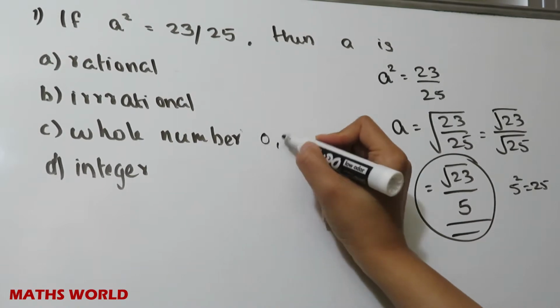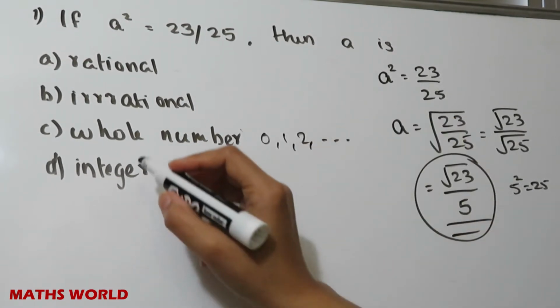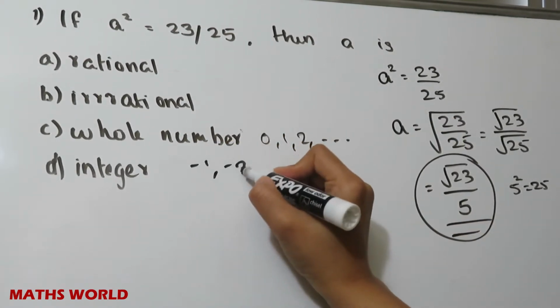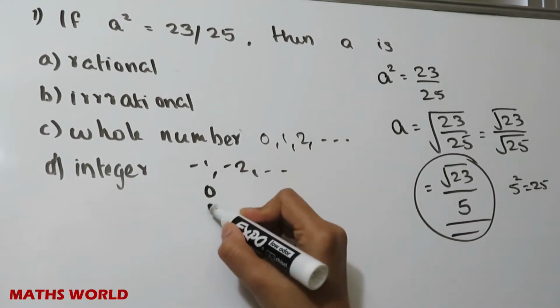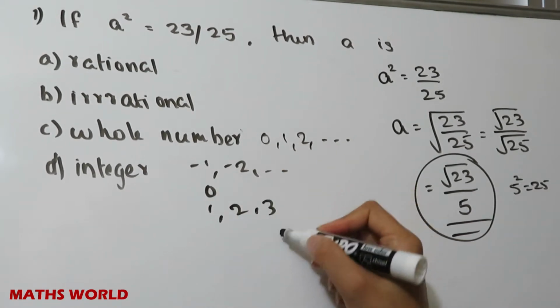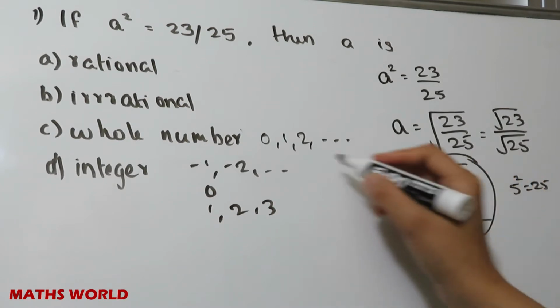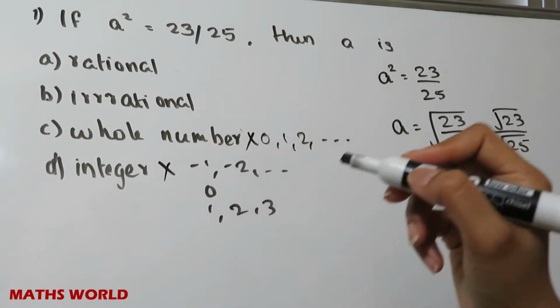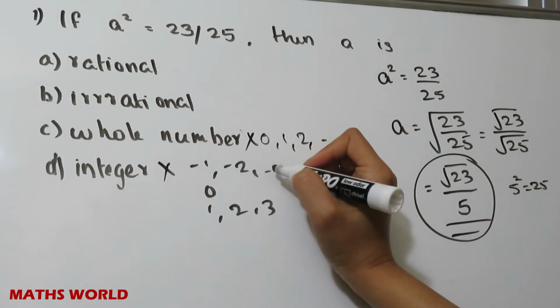Whole numbers mean 0, 1, 2, 3, etc. Integers mean -1, -2, etc., 0, or 1, 2, 3, etc. So root 23 by 25 is not a whole number, not an integer. Then, rational and irrational numbers.